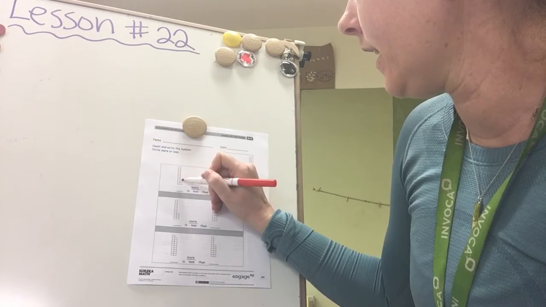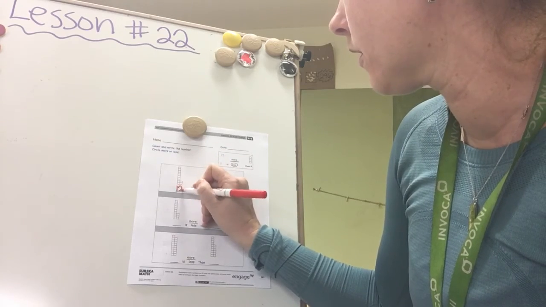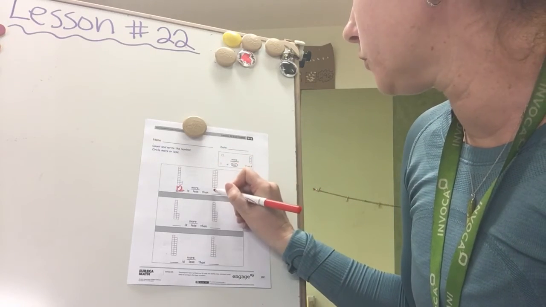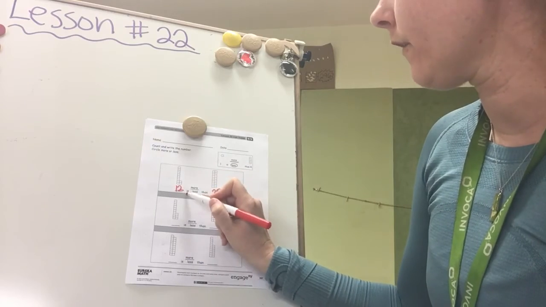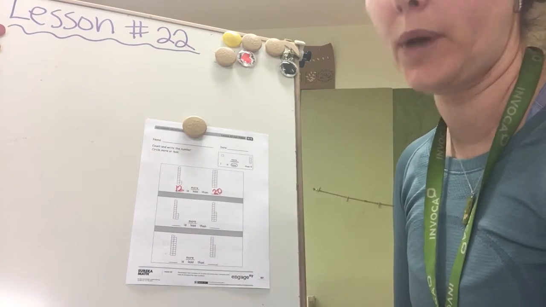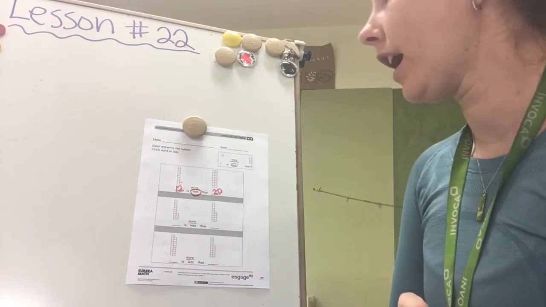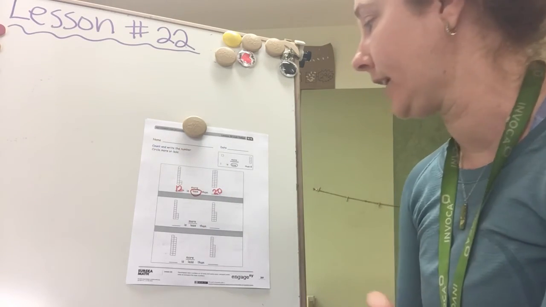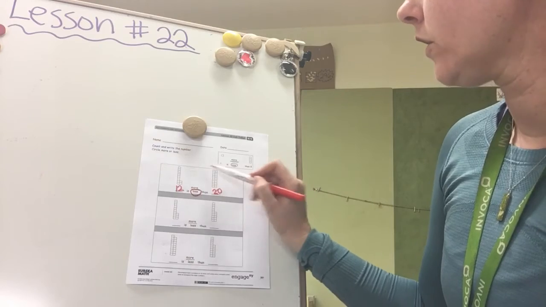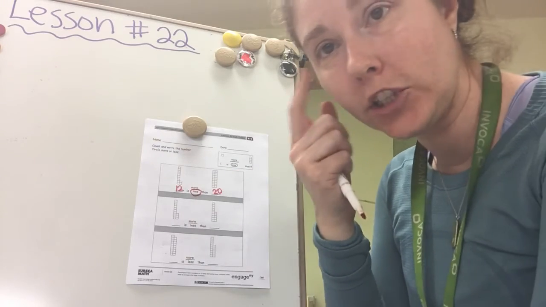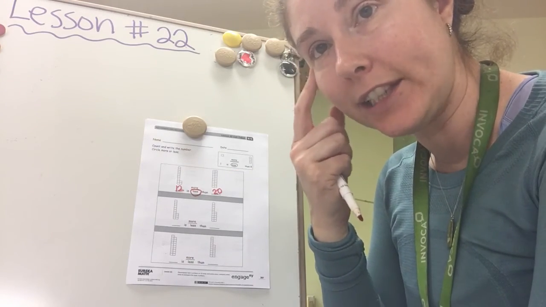So we have 10, 11, 12, and we have 20. 12 is more or less than 20. So you would circle less. 12 is less than 20. And remember, you can look at these towers as a picture clue to see which is less.